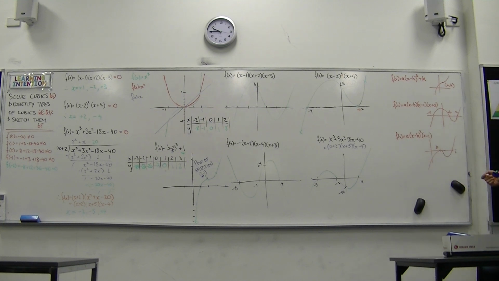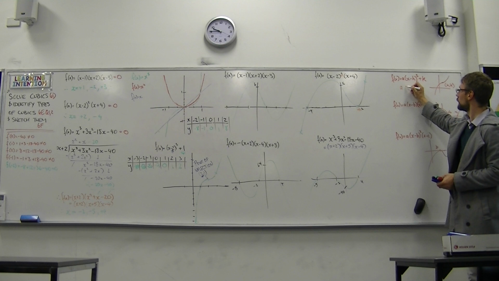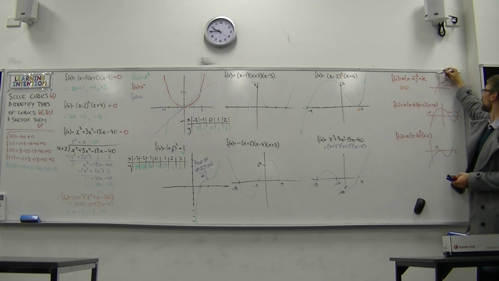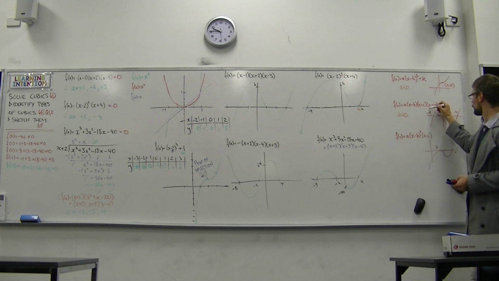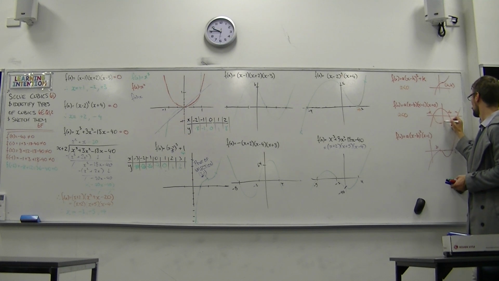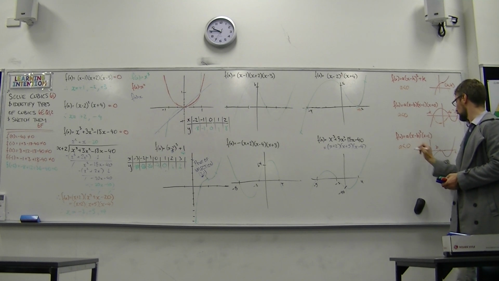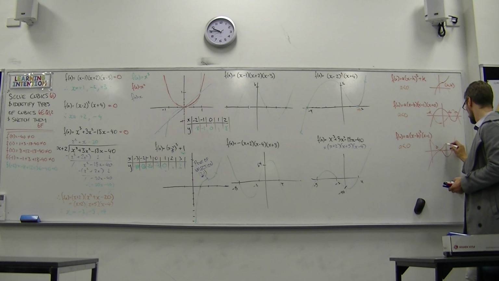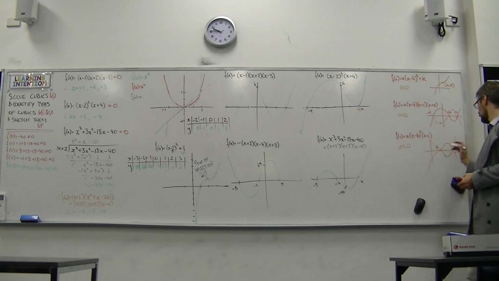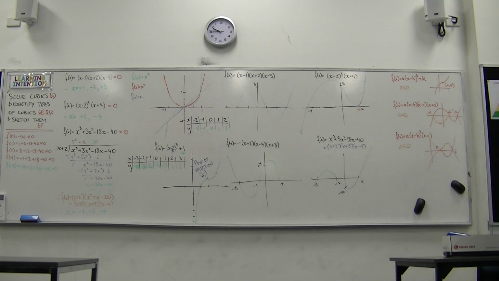Last little thing: if A is less than 0, it's negative, so the whole thing will flip upside down and we'll go that way around. A is less than 0, the whole thing's upside down.